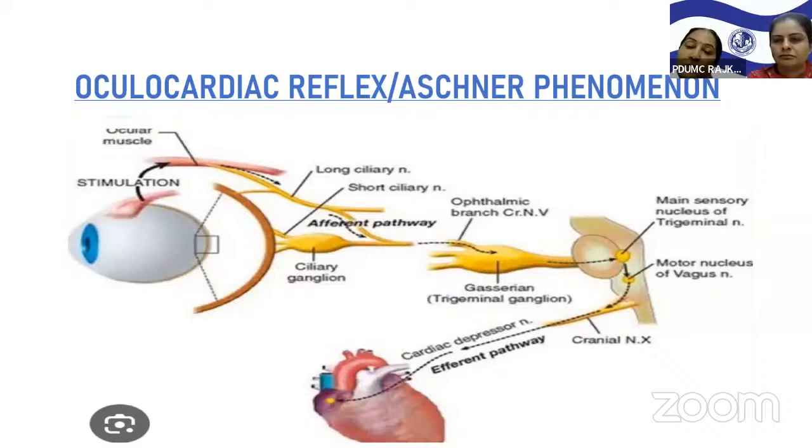So, intraoperatively, how will you diagnose that the patient is having OCR? And how do you manage? There'll be more than 20% decrease in heart rate. And how will you manage that case, OCR?